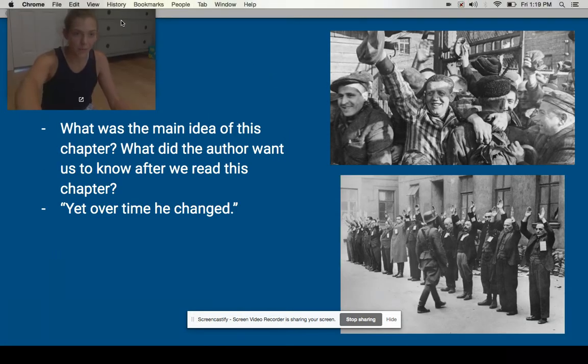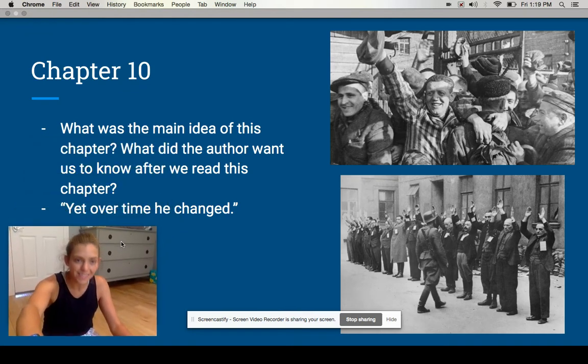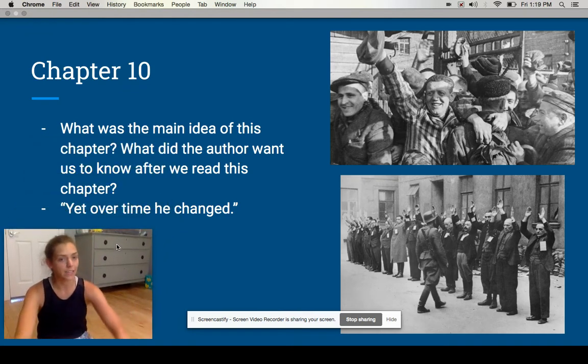So today we are going to read chapter 10. I want you to think about the main idea of this chapter and what the author wanted us to know after we read it. Okay, so we're just going to come up with the main idea, think about the supporting details, what was the whole text about, right?